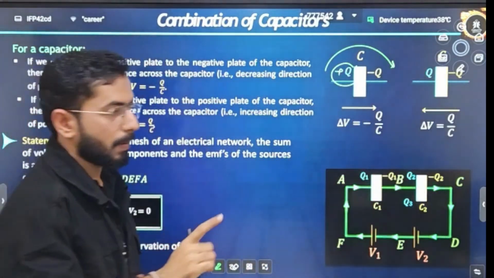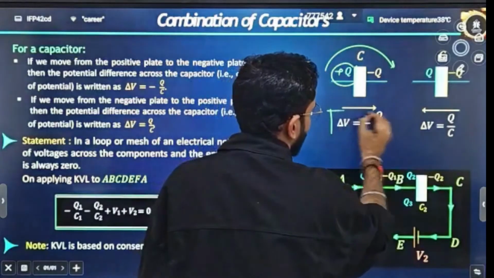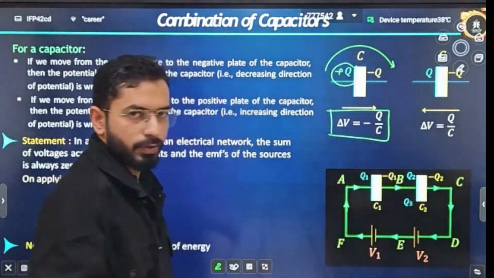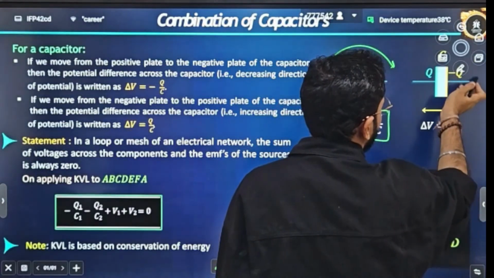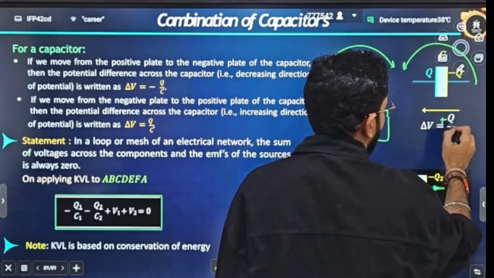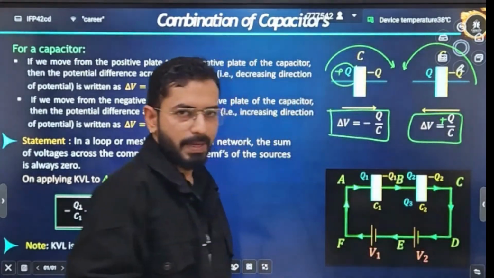Plus or minus? You will get minus. Going from higher potential to lower potential, the potential difference will be minus of Q by C. And in the second case, if you are going from lower to higher, you will get plus of Q by C. This is the basic difference.